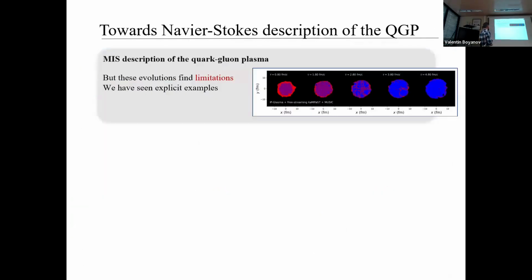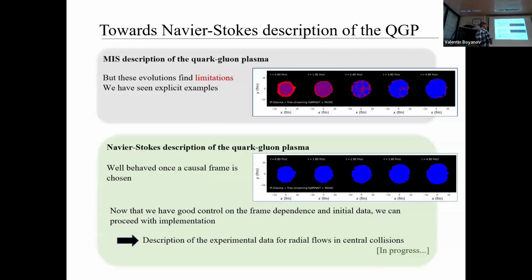Okay, I will skip the initial data and I will comment now on the 2 applications that I already mentioned, which are the quark-gluon plasma and neutron star mergers. In the context of the quark-gluon plasma, we have seen that there are limitations, we have seen explicit examples, and now we also know that in the Navier-Stokes description, if we were able to perform this evolution, this would look like this. Because once we choose the frame within this specific set of frames, well-posedness is active. And now we also have control on the frame dependence and on the initial data, and all the details, so we can proceed with implementation.